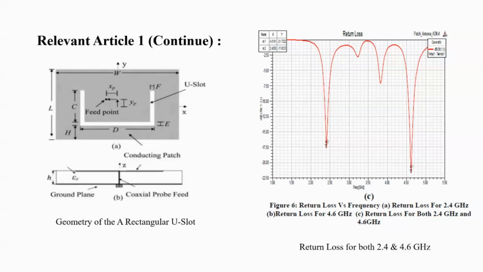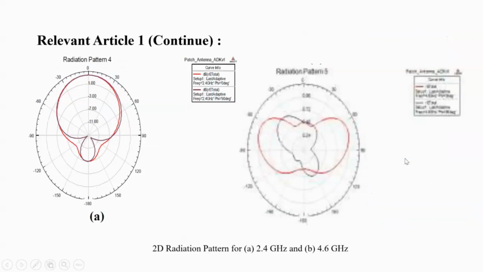So if return loss, which is known for the microstrip antenna, is S11 parameters, is smaller than negative 10 dB, we will not see the impact from this reflection on the transmitter signal. So hence, the smaller the value, the better the antenna is. In the next parameter for relevant article 1, we will look at 2D radiation pattern for figure A, 2.4 GHz, and the figure B is 4.6 GHz.